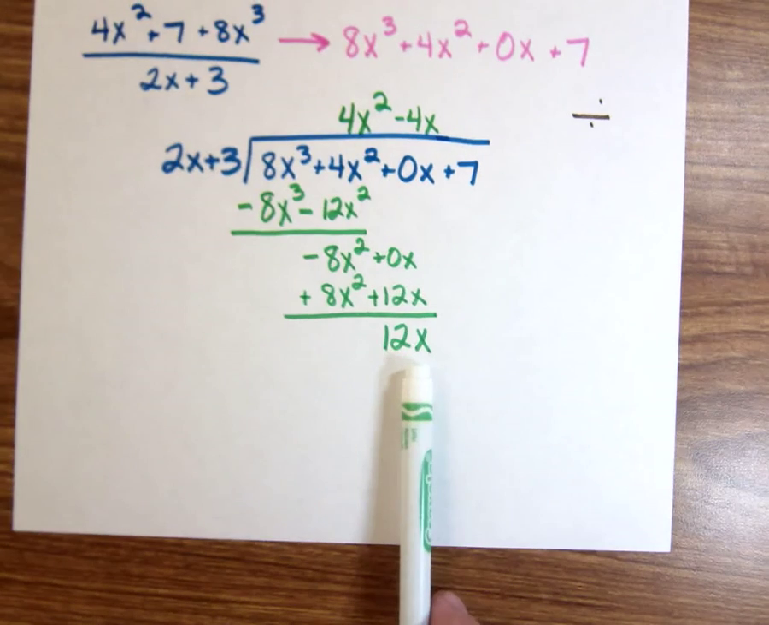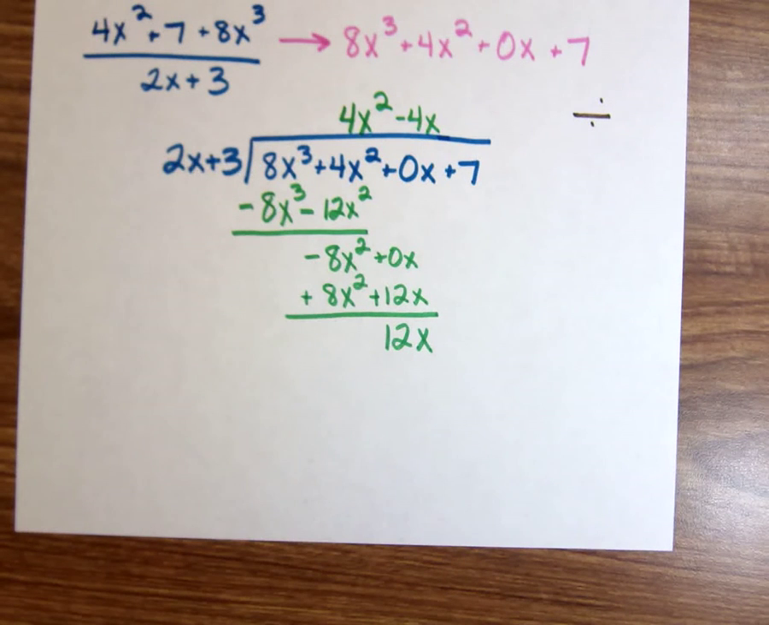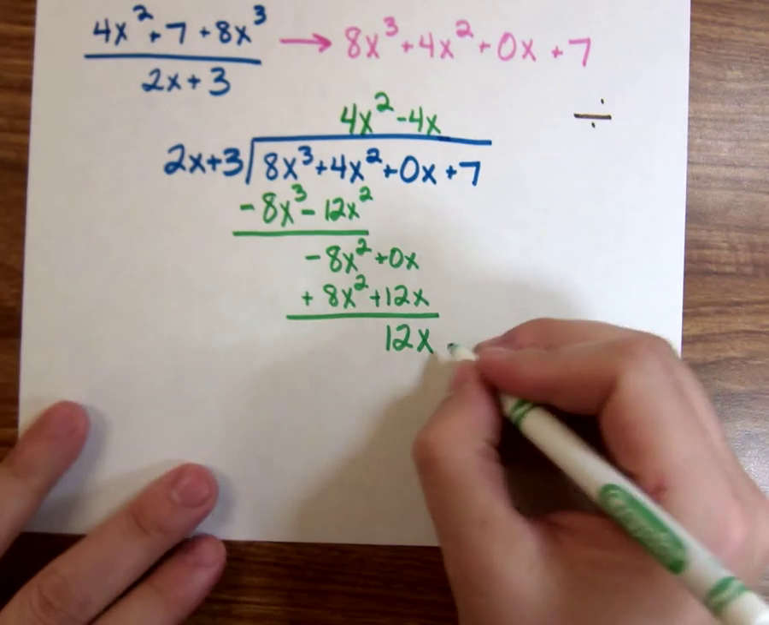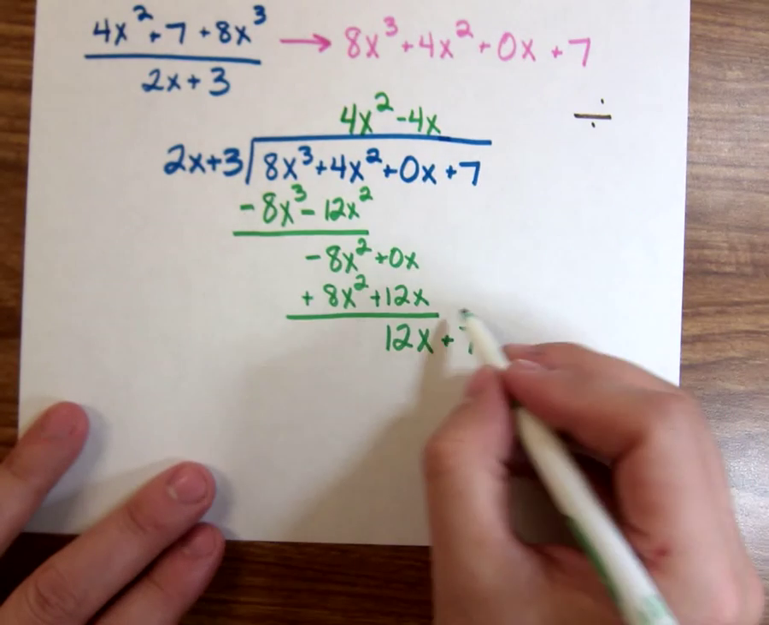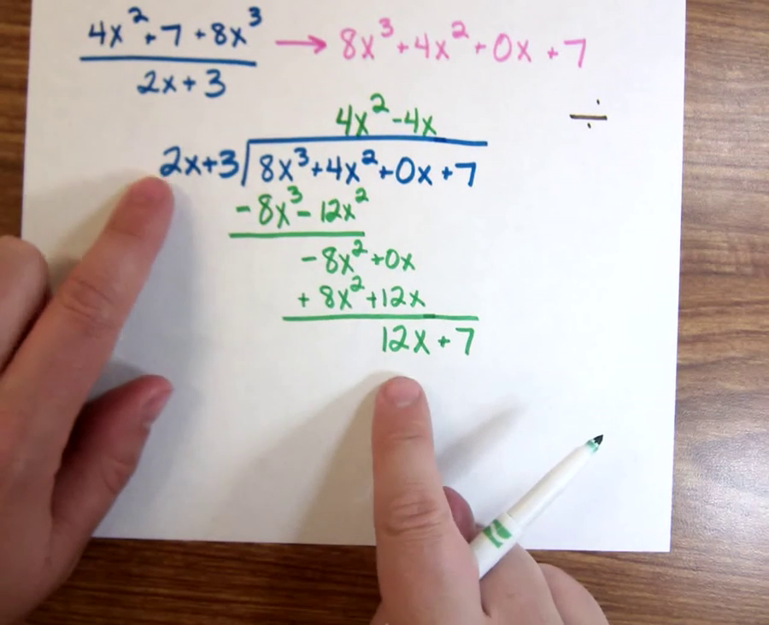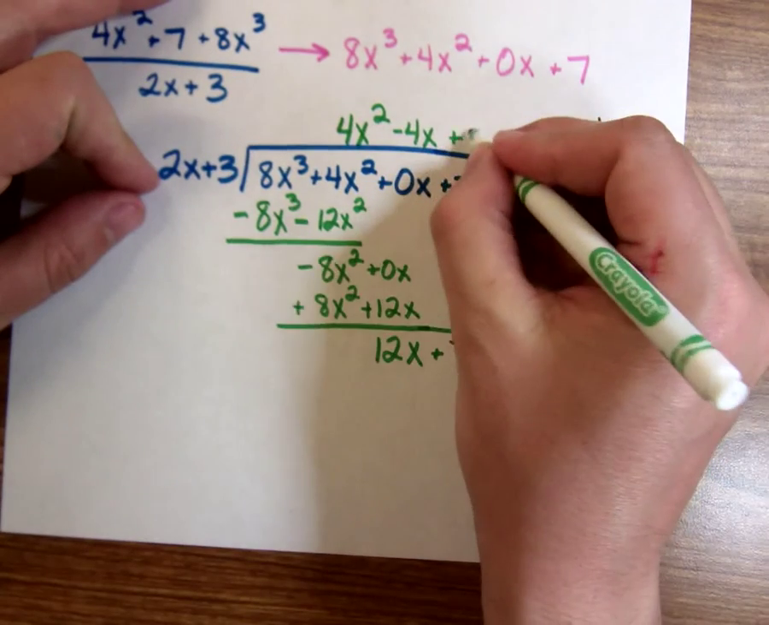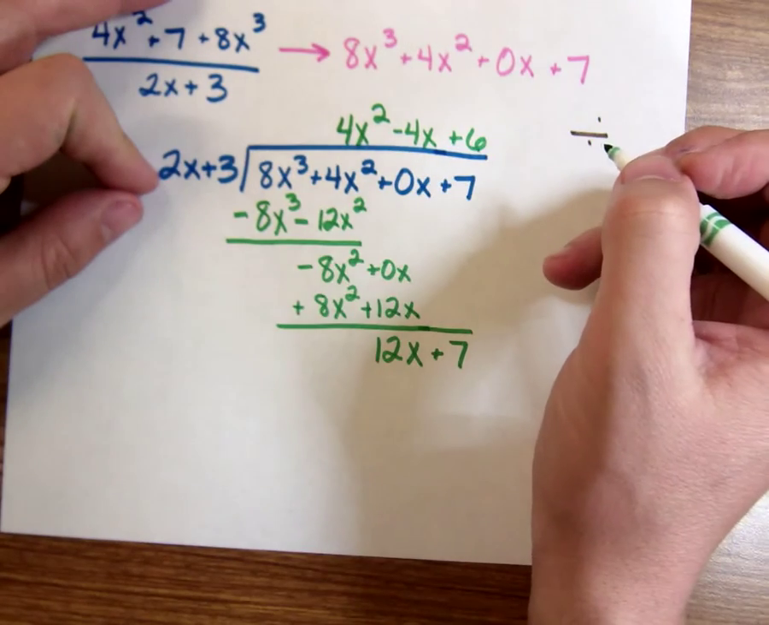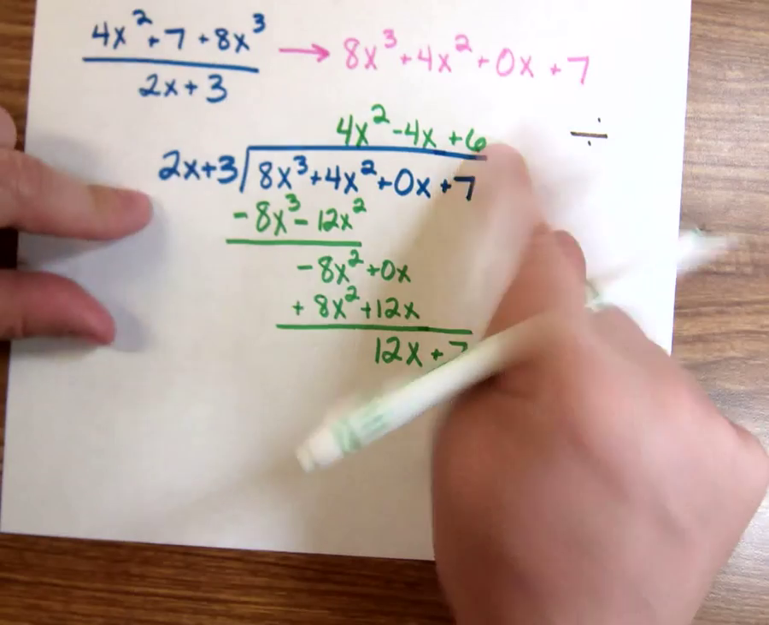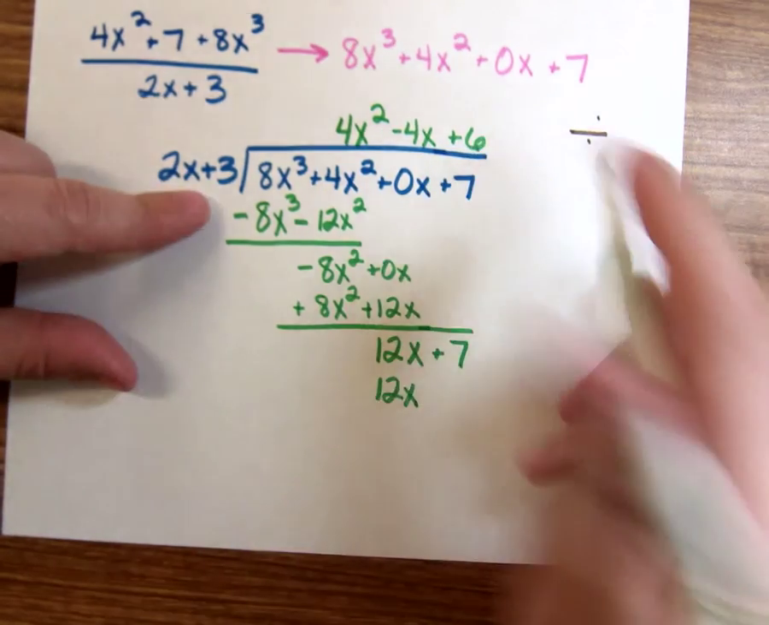Notice how the x's are all lined up in this column. X squareds, x cubes, everything's going according to plan. What's next? Bring down the plus 7. So 2x and 12x. What's 12x divided by 2x? 6. And then we multiply. 6 times 2x is 12x. And 6 times 3 is 18.